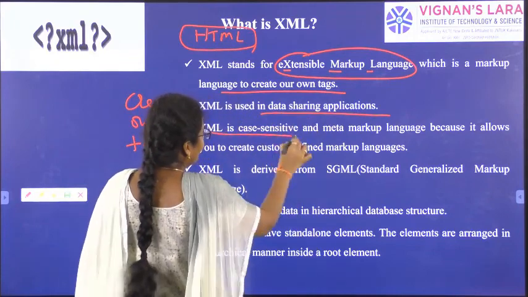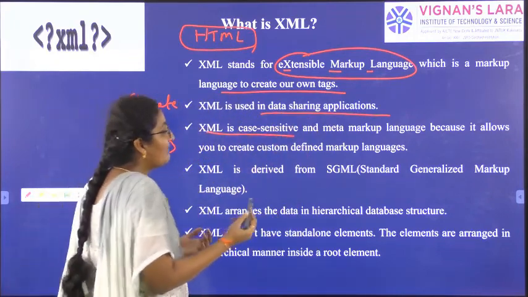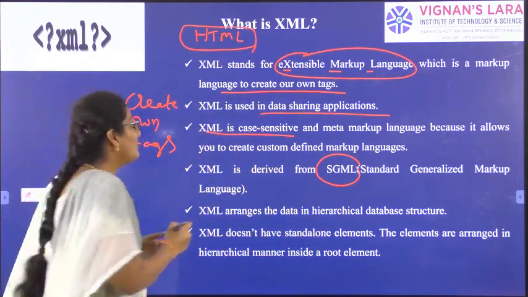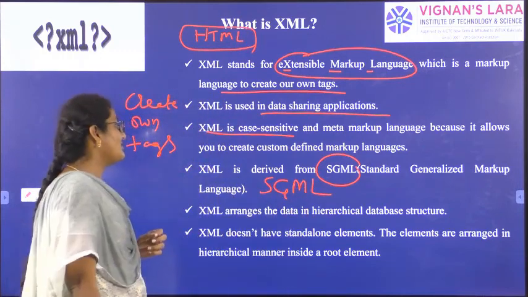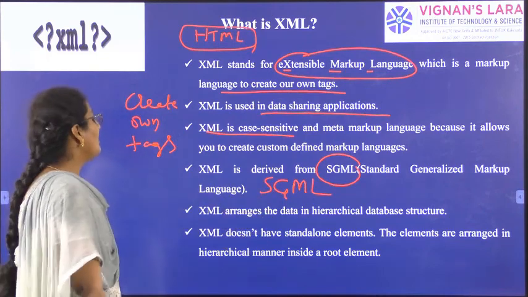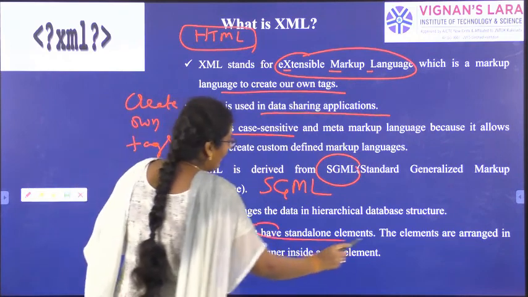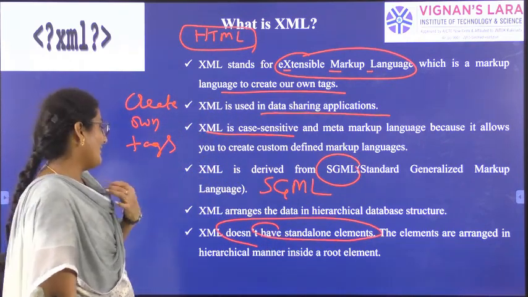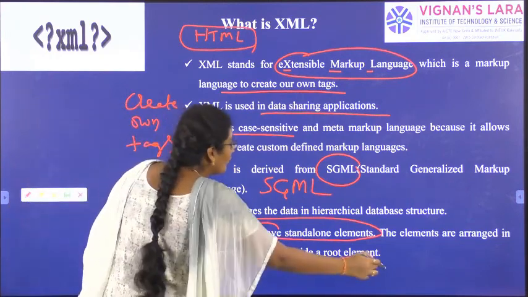XML is case sensitive. XML means Extensible Markup Language. It is derived from SGML, Standard Generalized Markup Language. Next point, XML does not have any stand-alone elements. The elements are arranged in a hierarchical manner inside a root element.